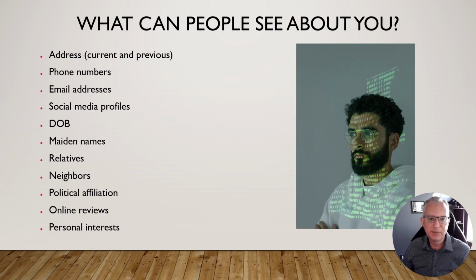So some other types of information that people might be able to find out are addresses, current and previous, phone numbers, email addresses, even that AOL one that you forgot about 20 years ago, social media profiles, dates of birth, maiden names, relatives, neighbors, political affiliation, online reviews. Now that's a really interesting one because people love to give their opinion, right? Just also understand that gives insight into places that they frequent and other interests that they have.